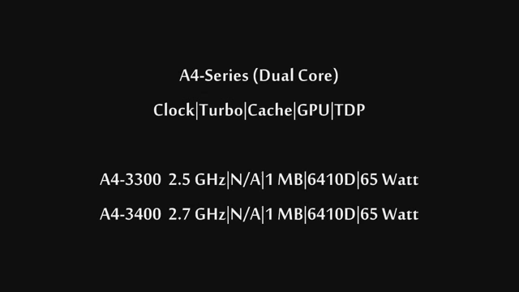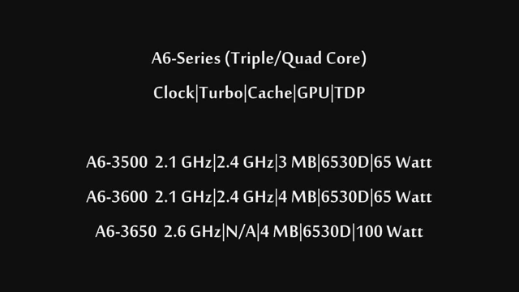On the low end, we have the A4 series. These are dual core chips. As you can see here, we have the 3300 and the 3400. 3300 is clocked at 2.5 GHz and the 3400 is clocked at 2.7 GHz. Both of these processors do not feature turbo core. They both feature 1 MB of L2 cache, as well as a 6410D HD graphics, and both CPUs are 65 watt TDP. The A6 series features a triple core and two quad core APUs.